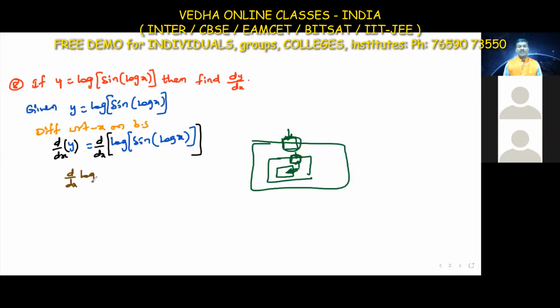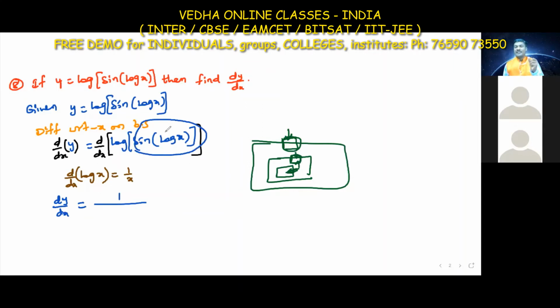d by dx of log x is equal to 1 by x is the formula. Once again, d by dx of log x is equal to 1 by x. So here x means this full function is x only.